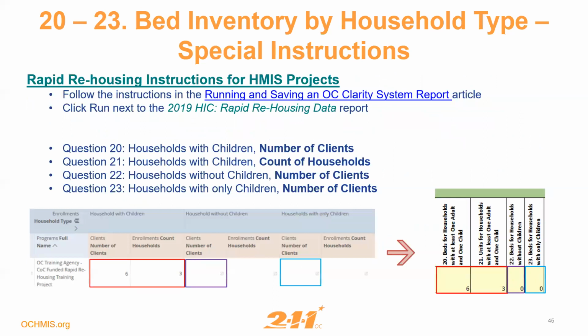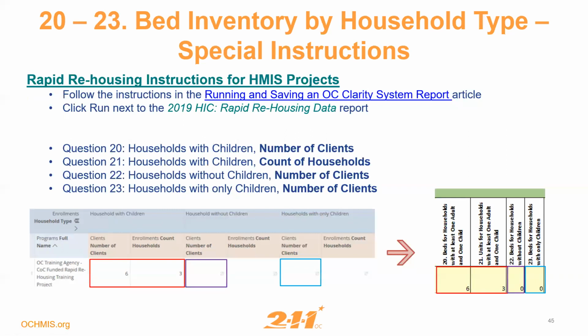So as you see in the screenshot, the information is grouped. It's grouped by, in the very top row, household type. So it's households with children, households without children, and households with only children. Then underneath that, there's the labels for what these numbers are. So it shows you the number of clients and the number of households. So now I will explain how you will use this report to answer questions 20 through 23 on your HIC Answer Form.